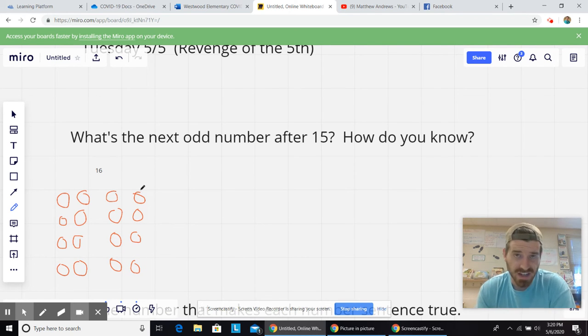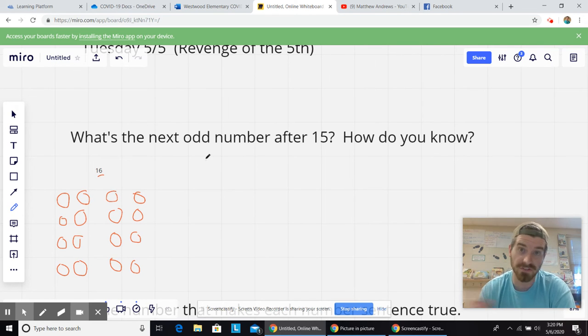So again, I really didn't even have to do all of that. I could have just looked at the ones place right here and saw the 6 and just known that 6 is 3 and 3, a doubles fact. So 6 is an even number. I didn't even have to draw all that out. I could have known just by looking at the ones place that 16 is an even number. So 16, even though it comes right after 15, is not the next odd number.